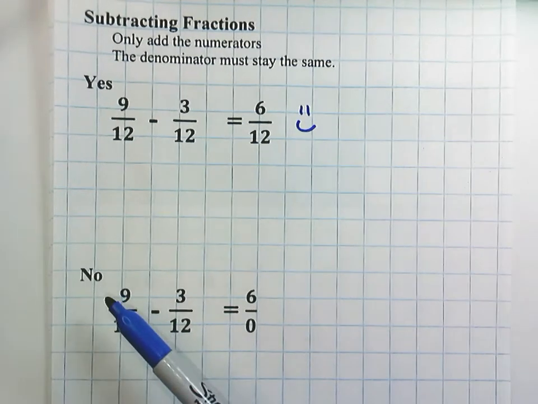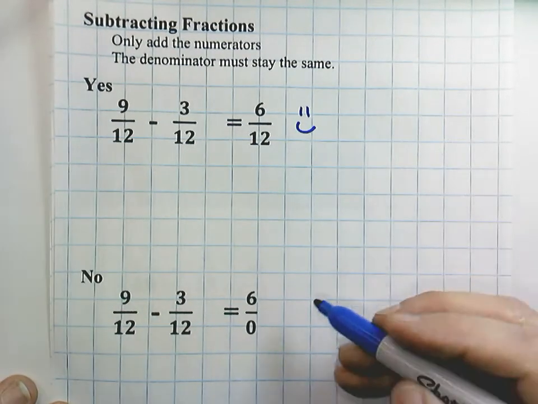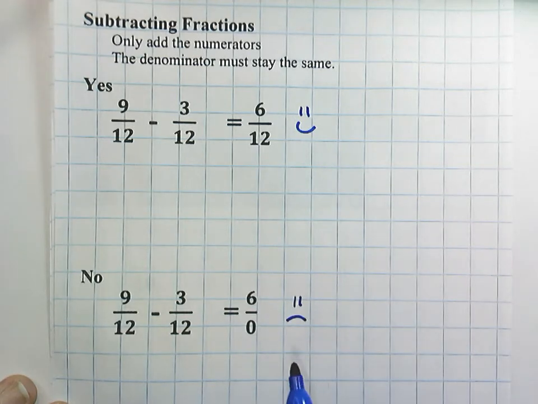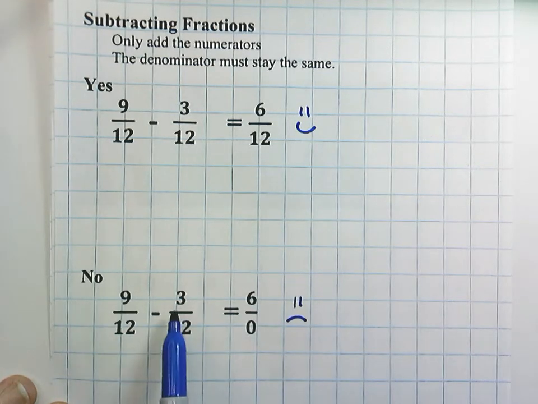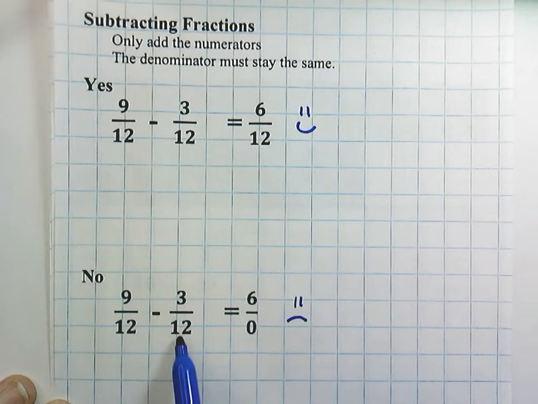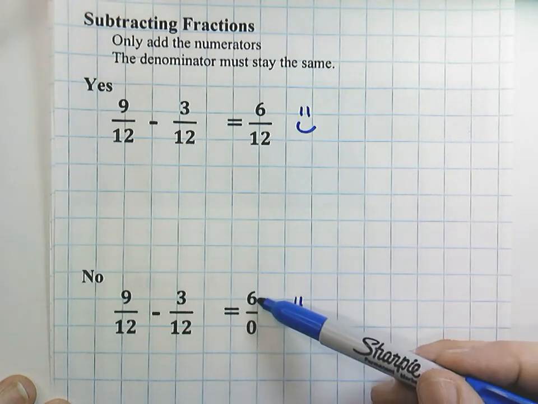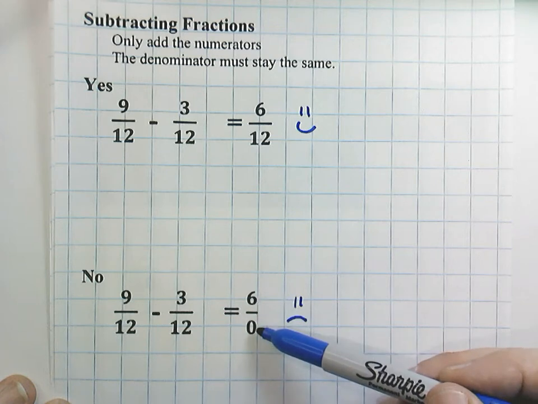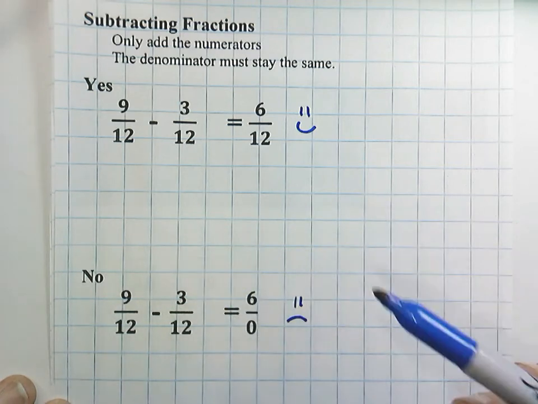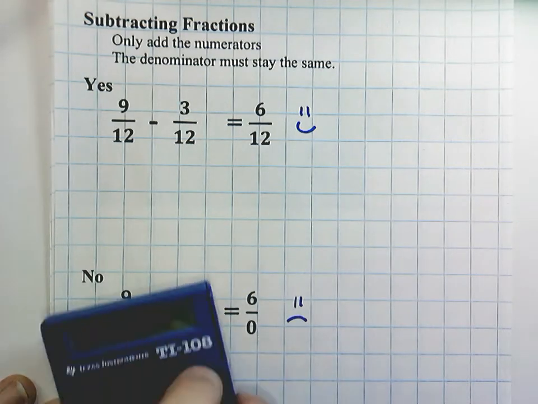Now, how not to do it is if you were to say, well, I'm going to go 9 minus 3 is 6. And that part's actually okay. But then you say on the bottom, 12 minus 12 equals 0. That would leave you with 6 over 0, or 6 zeros. In other words, you have 6 of nothing. And 6 of nothing is absolutely nothing. I'll prove that with a calculator.